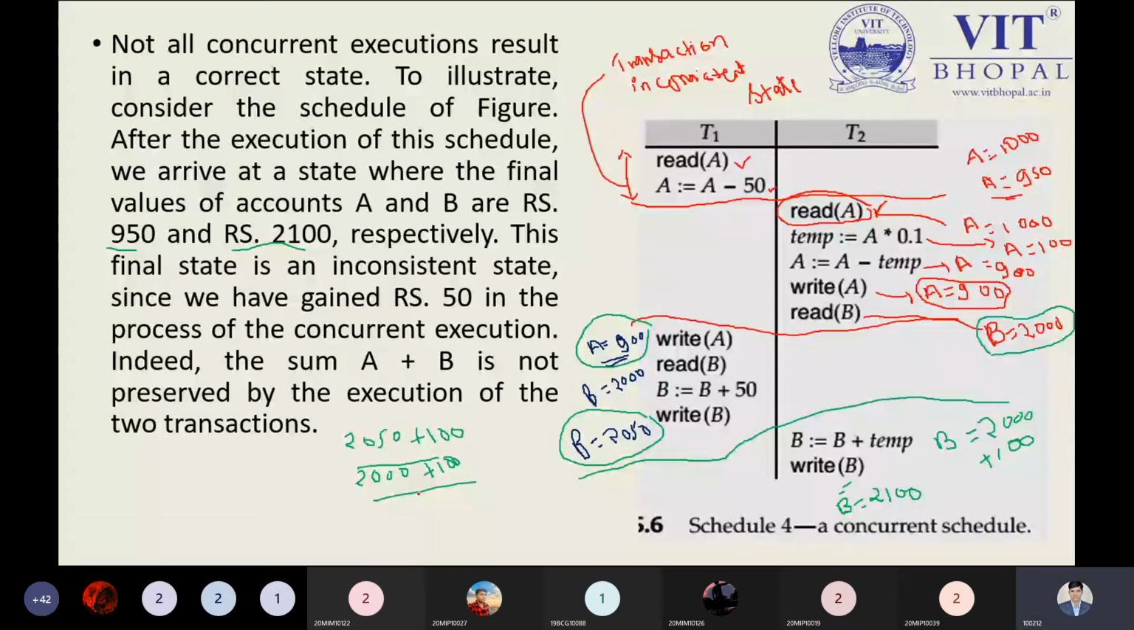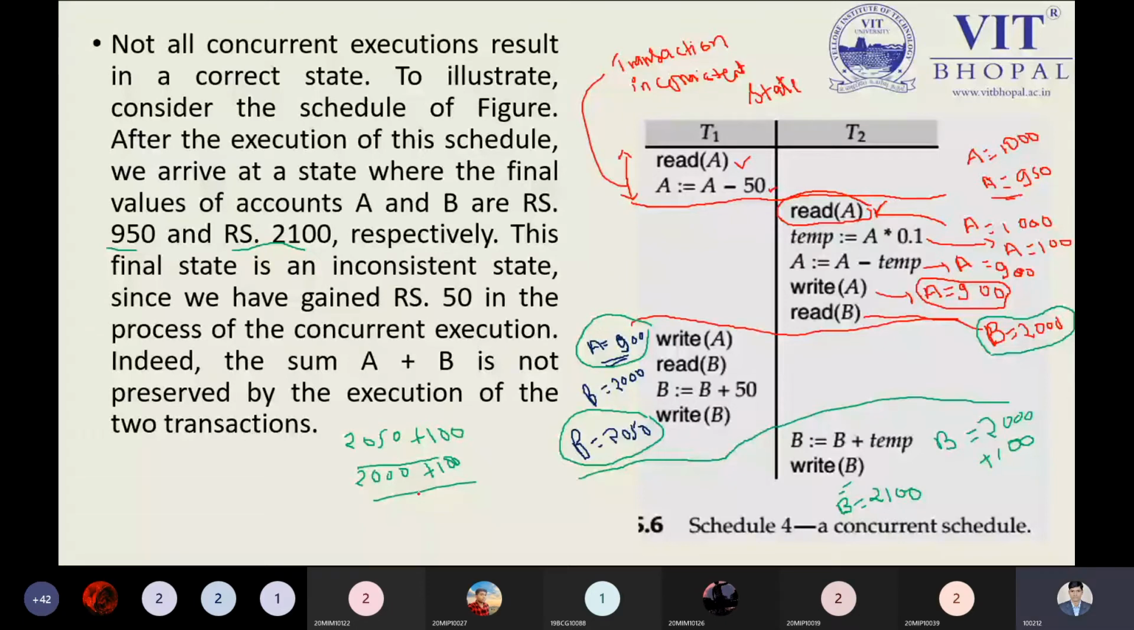In transaction T1, I'm reading the A value. I'm getting the A value 1000. I'm just deducting the 50 rupees, so A will be 950. You will say, sir, okay, I'm getting the 950.